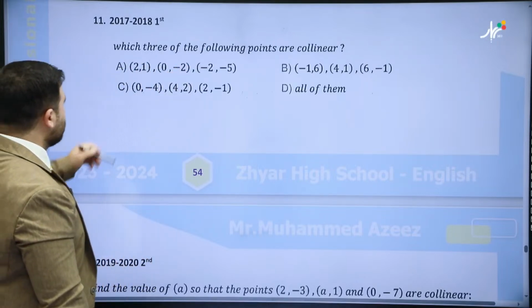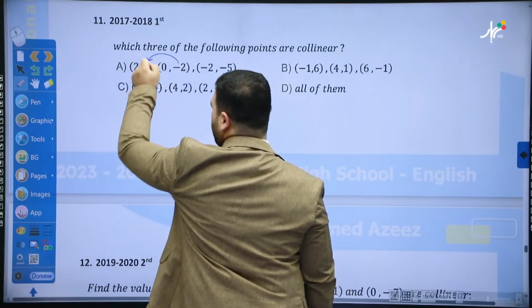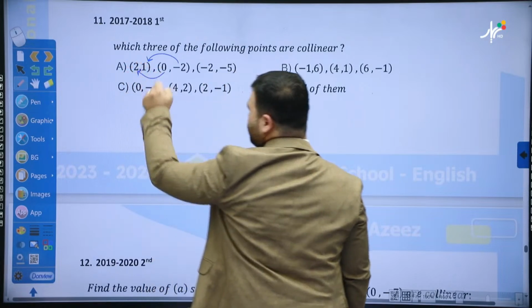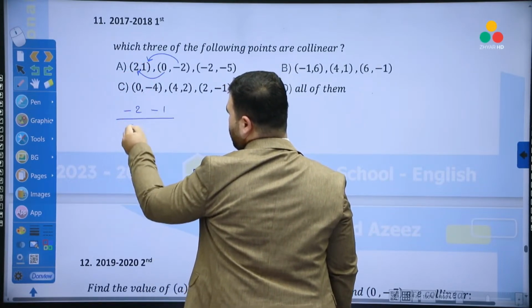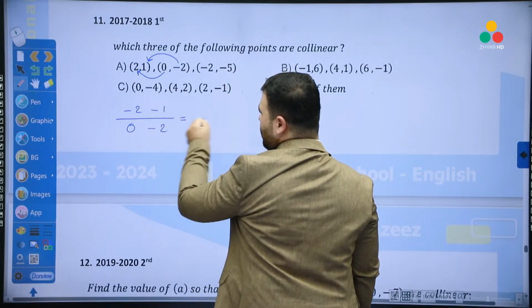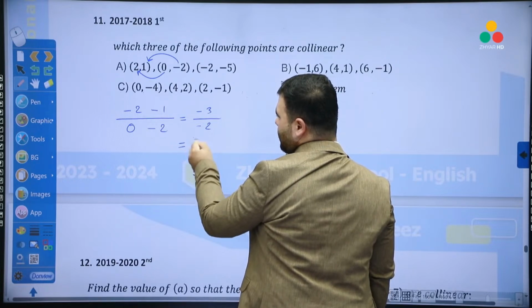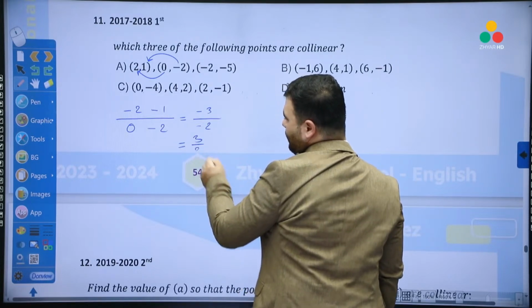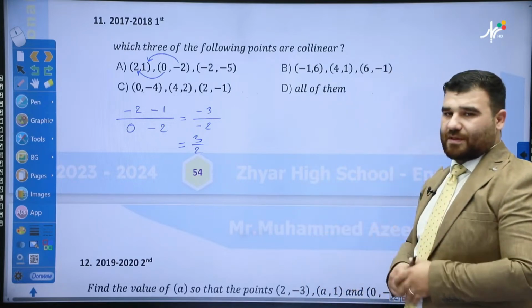Start writing. The slope, I can say, is y2 minus y1 over x2 minus x1. Negative 2 minus 1 over 0 minus 2. This is equal to negative 3 over negative 2. That is 3 over 2. This is the slope of the points first and second.